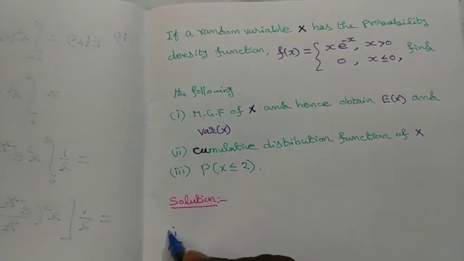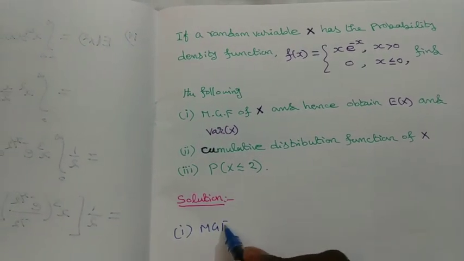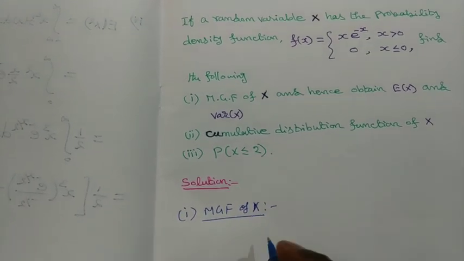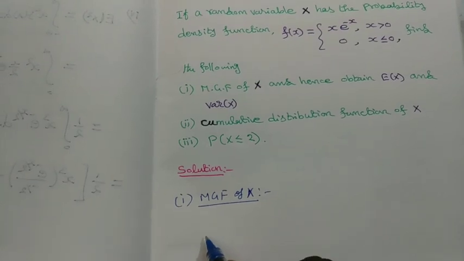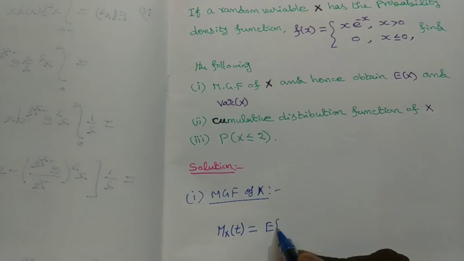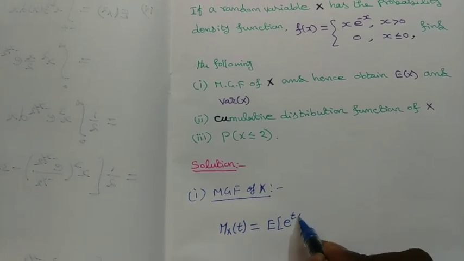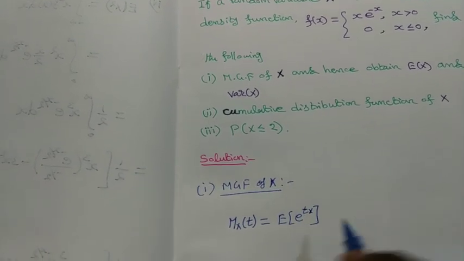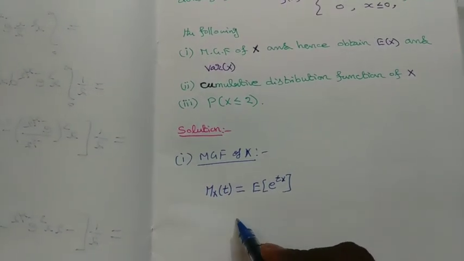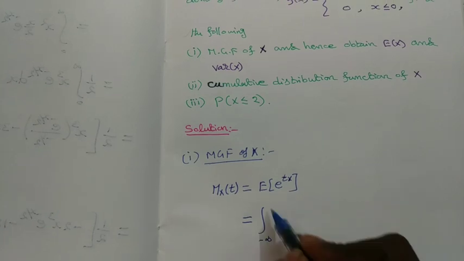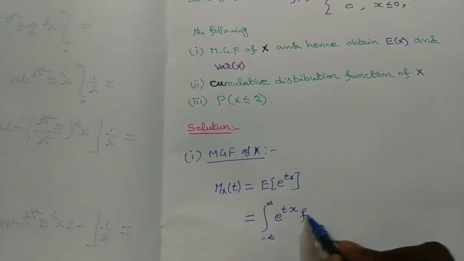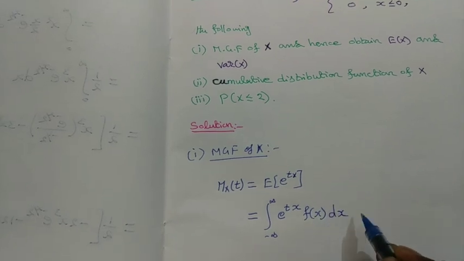So the first one, MGF of x. The formula for the moment generating function is M_X of t equal to the expectation of e power tx. But x is a continuous random variable because x is greater than 0, so the formula is the integral from minus infinity to plus infinity of e power tx into f of x into dx.